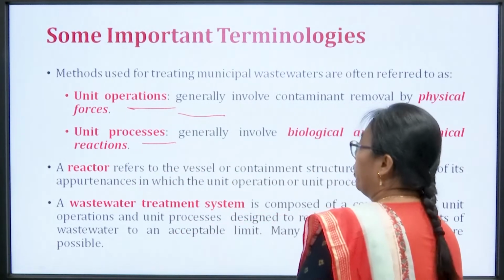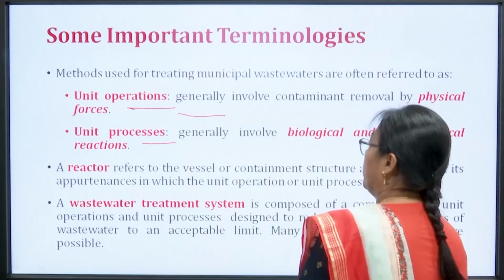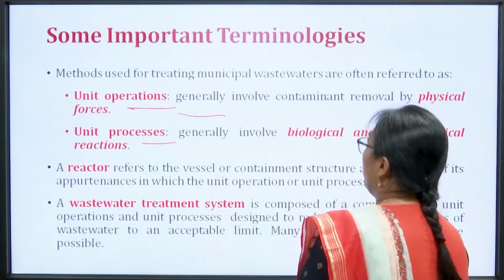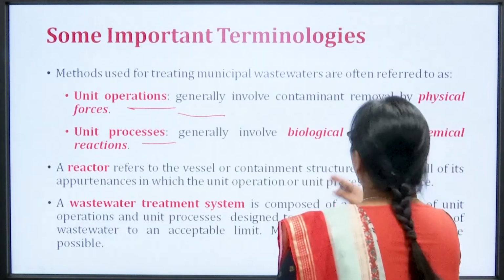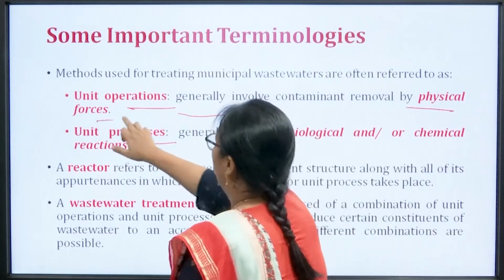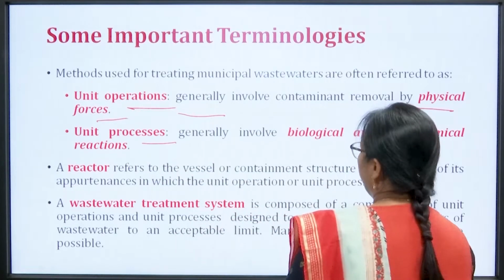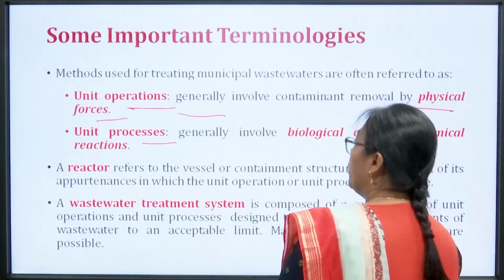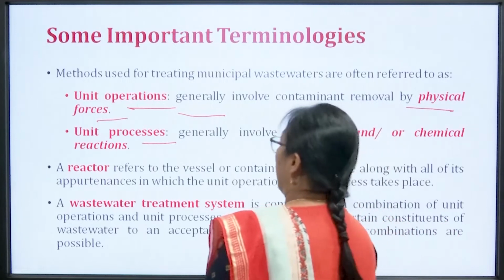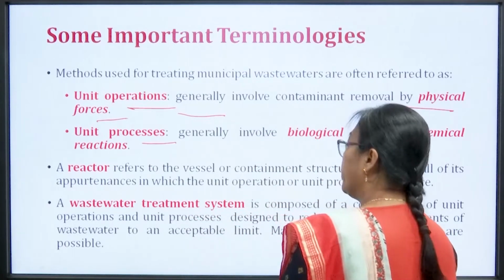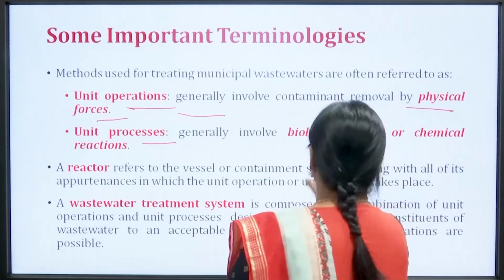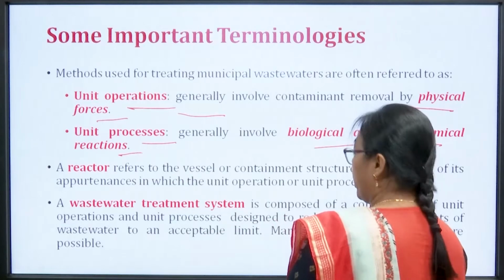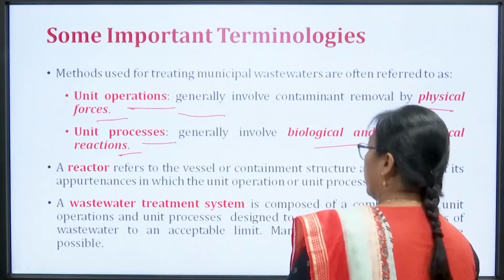So, what are unit operations, what are unit processes, and what is the difference between them? When we talk about unit operations, we are generally talking about something involving physical forces. Unit operations generally involve contaminant removal by physical processes. We are using physical processes to remove those contaminants. And unit processes generally involve biological or chemical reactions. So, operations mean physical forces and processes mean biological or chemical reactions.